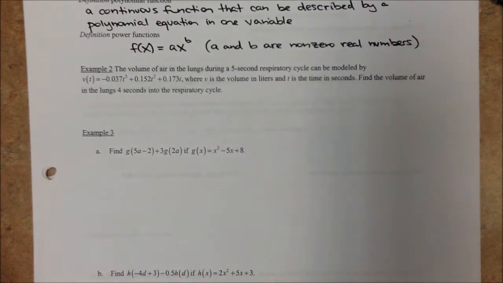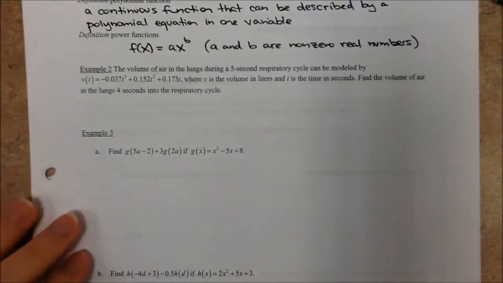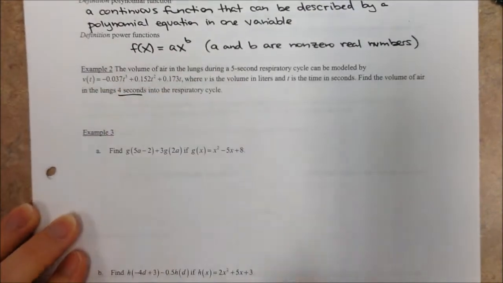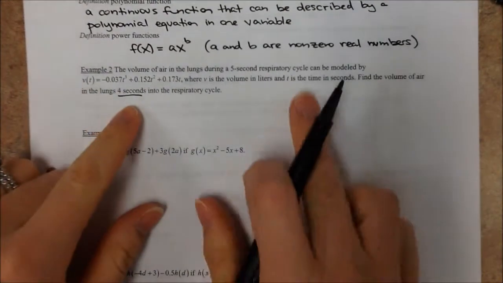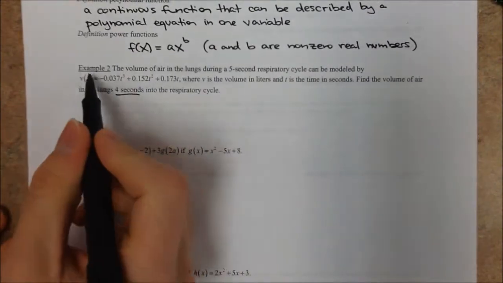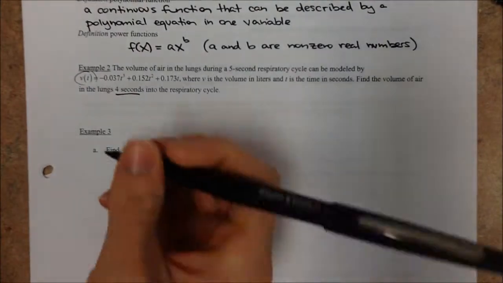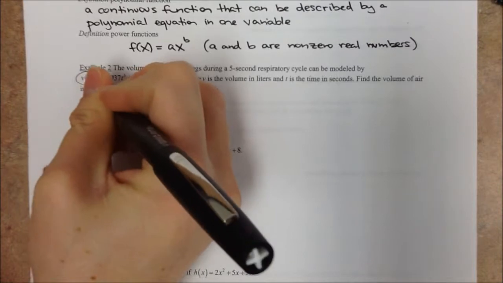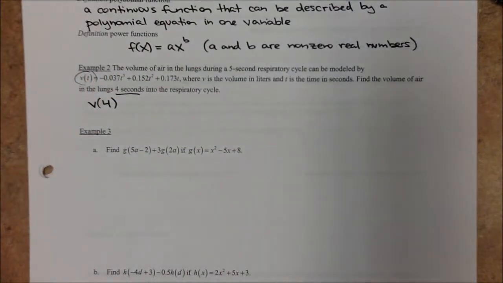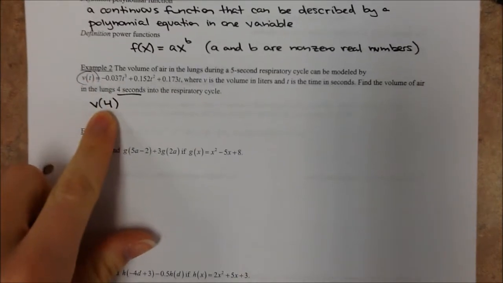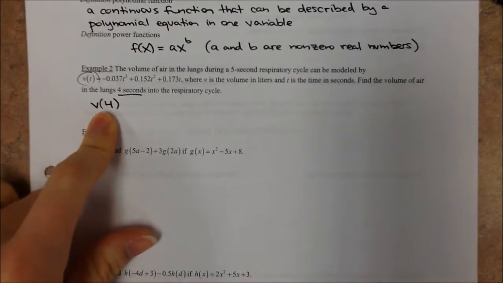What we're trying to find is we want to substitute 4 into the function because they want to know what the volume is 4 seconds into this cycle. So t is 4, and we plug that into this function. We want to know what v of 4 is. We've seen this notation before. As a reminder, when we replace this t with a number, first of all, we write it right there just for notation's sake.